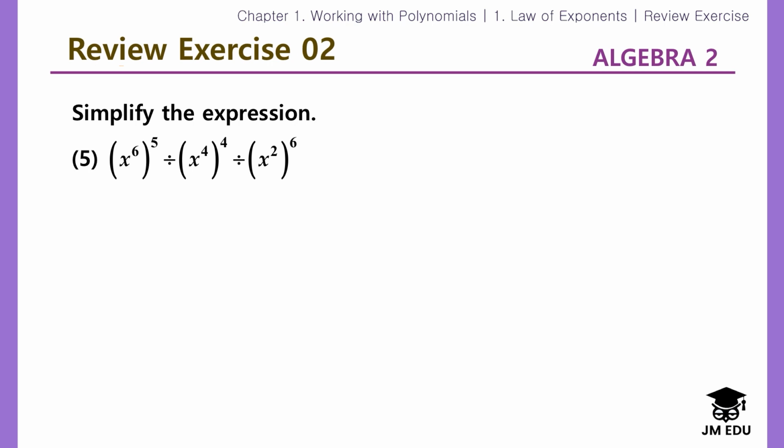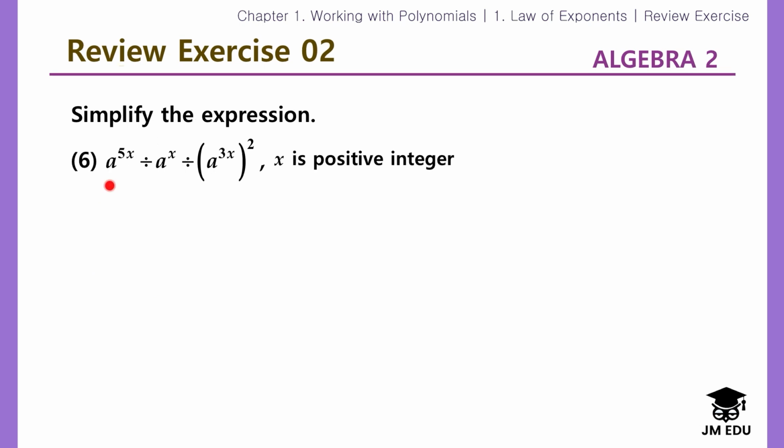Number 5, we have 6 times 5, x to the power of 30 divided by 4 times 4, that's x to the power of 16, divided by 2 times 6, that's x to the power of 12. So x to the 30, division, same base, minus 16, another division, same base, minus 12, right? So 30 minus 16, that's 14. 14 minus 12, that's 2. So we have x squared.